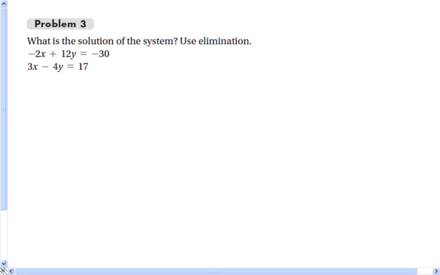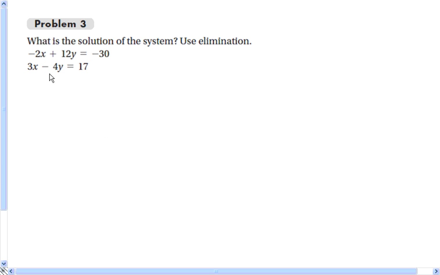All right, what is the solution of the system using elimination? In this one, look closely, you will see that if you added them together, you wouldn't eliminate a variable. If you subtracted them, you wouldn't eliminate a variable. So what we're going to have to do is create a situation where we eliminate a variable. And one thing I notice here is that 4 is a factor of 12. So if I were to multiply that by 3, then I would have negative 12y for this one, and 12y for the other one, and then I could eliminate by adding.